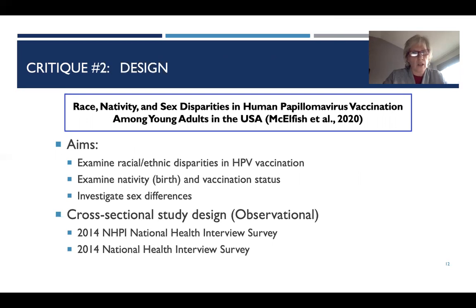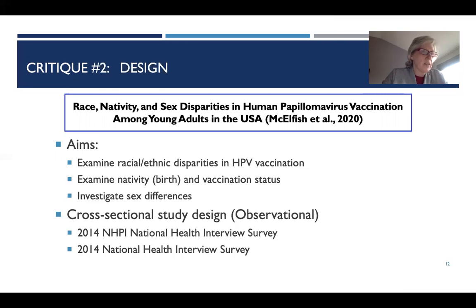The second study that I wanted to critique was race, nativity, and sex disparities in human papillomavirus vaccination among young adults in the US. So this really helps look at disparities that we have and will help us think about those social determinants of health to really engage these populations better.